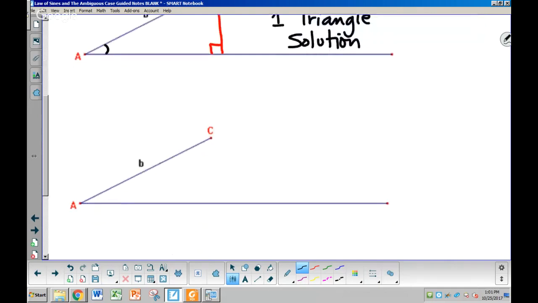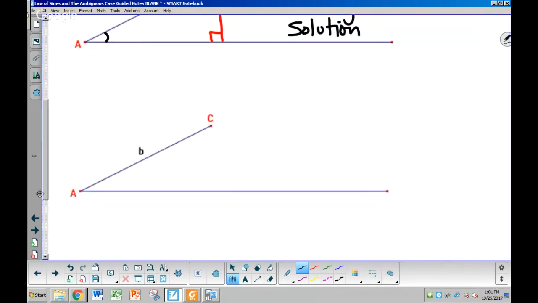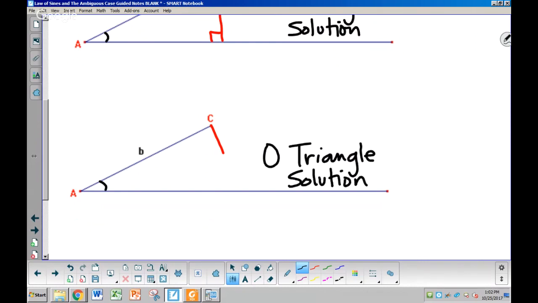Then we could have a situation where the information that we're given is this angle, and then we have a side that we're given that's the long side, and then we could have a short side here that is too short to reach. So how many triangles will that form? 0. So this one forms 0 triangles. That means the side is too short to even reach to create a triangle. And I call that the dangler. The side is dangling.